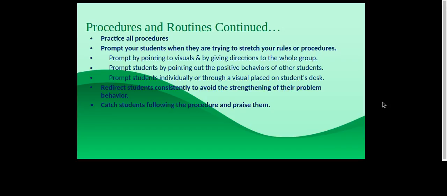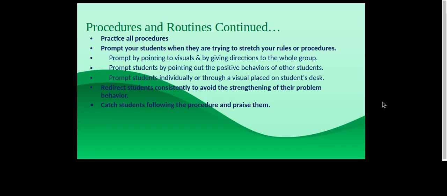So, some things to point out. If you had a student who was not following a procedure, you might point to a visual that you have related to it and give a direction to the whole group, using that as a way to redirect one or two students who may be off task, or to prompt other students in the classroom who are doing what you are expecting, highlighting students who are following and compliant with the procedures.